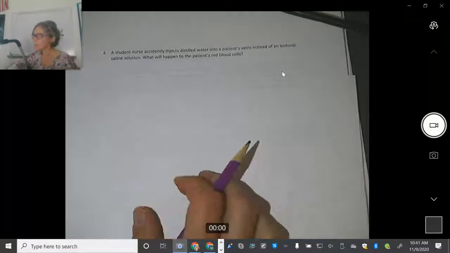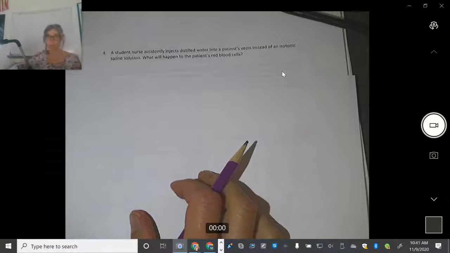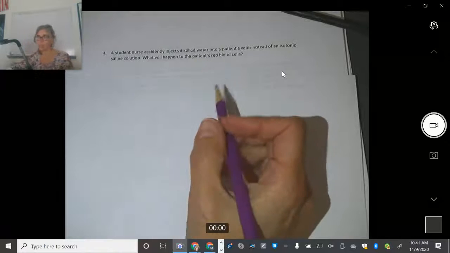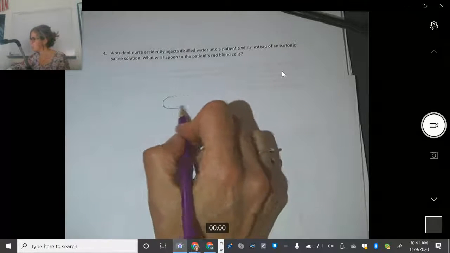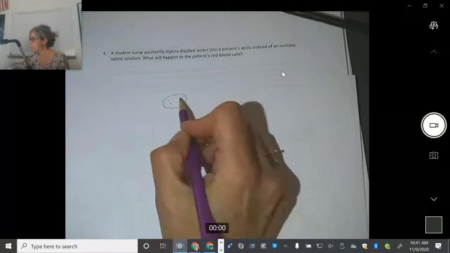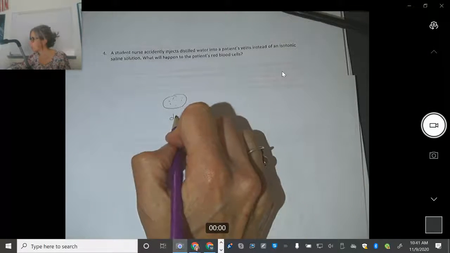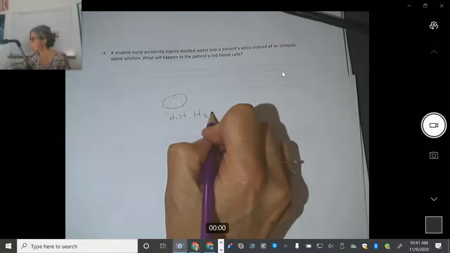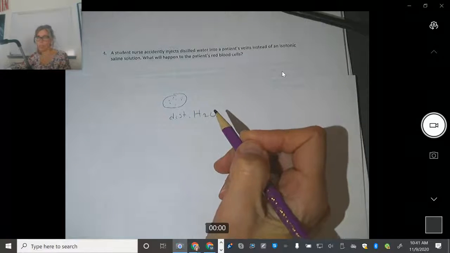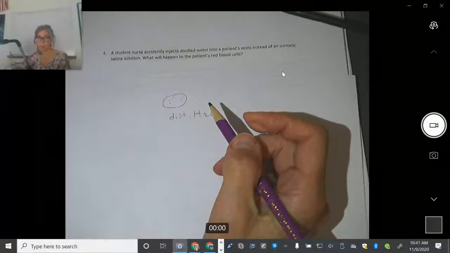All you need to say here is that the cells are going to swell and maybe lyse or break because the distilled water doesn't have any solutes in it. So you'll have the cells like this with their, there's always stuff in cells, right? So if you put it in distilled water, it'll mix with what's in there already. So maybe it's okay if it's just a little bit, but probably not.